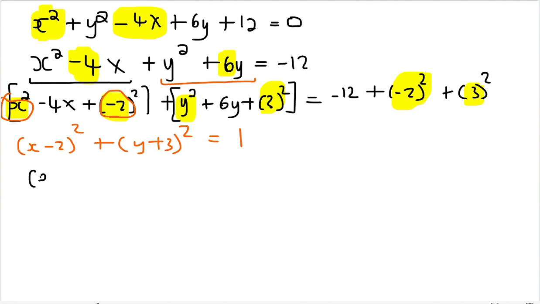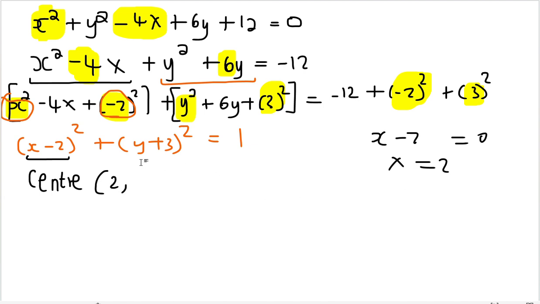So the center of this, you're gonna take x minus 2, equate that to 0. So x minus 2 equal to 0, therefore x equal to 2. So this is the x component of the center. Then now for the y component, you take y plus 3, equate that to 0, becomes y plus 3 is equal to 0, and then y is equal to negative 3.